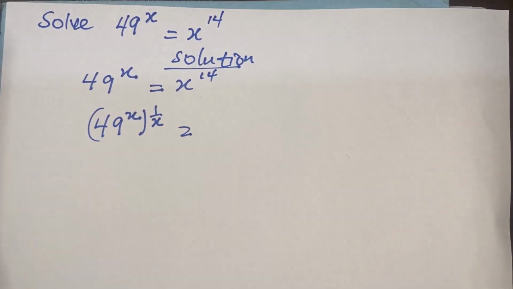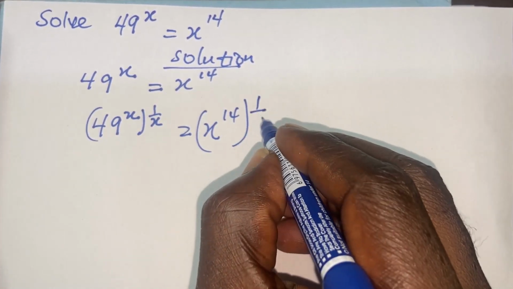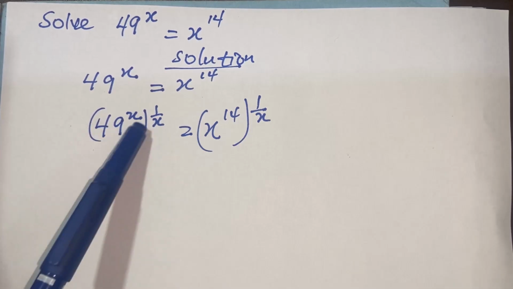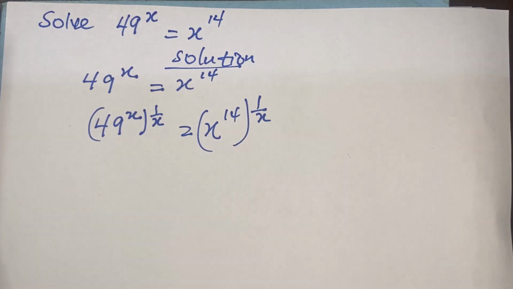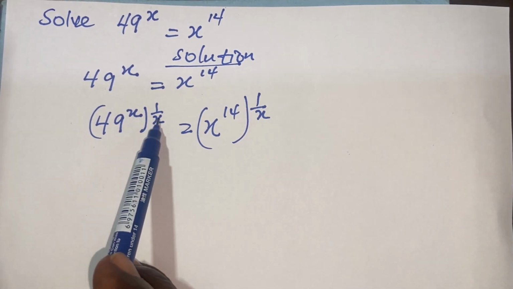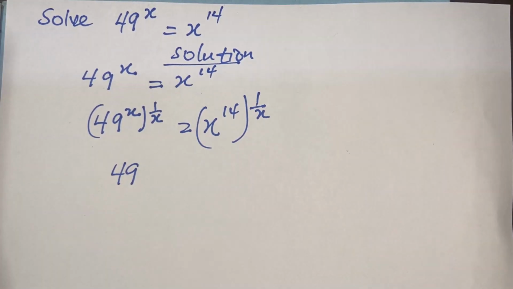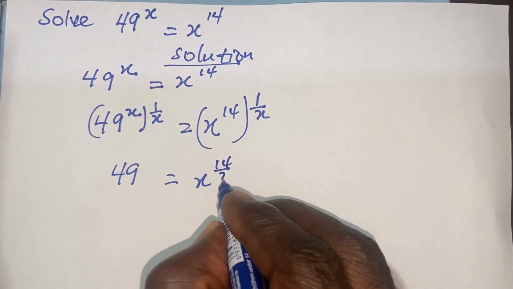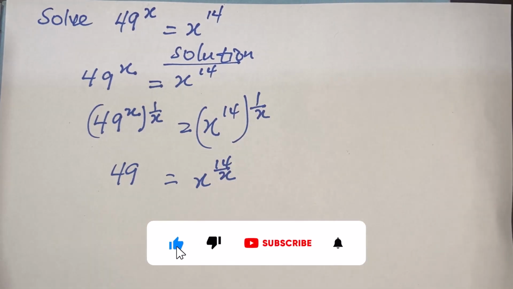Do the same thing to the right hand side. x to the power 14, 1 over x. From here, I have 49 to the power x, all raised to the power 1 over x, equals x to the power 14, all raised to the power 1 over x. Now this x will take care of this x, leaving 49 to the power 1, which is the same as 49. And at the right hand side, I have x to the power 14 all on x, because 14 multiply 1, that is 14 over x.